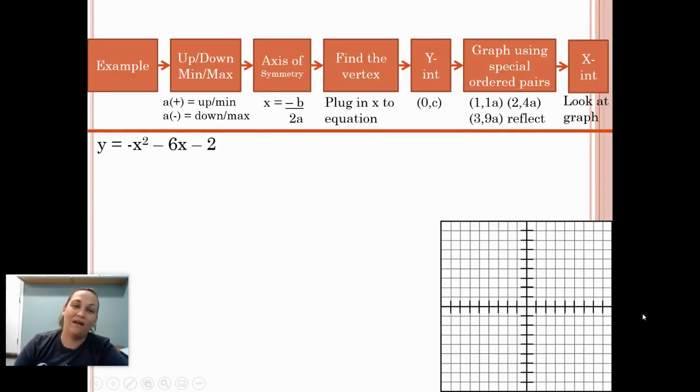All right, guys, let's move on to our second example. In this example, also, we will have an a that is -1. So today we are practicing what to do when a is negative. I'm going to start this problem by identifying my a, my b, and my c. So in this problem, my a is -1, my b is -6, and my c is -2.